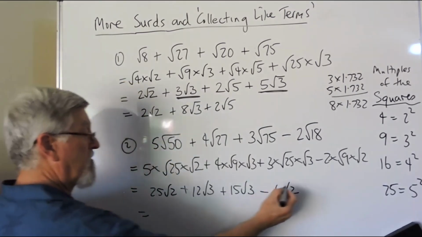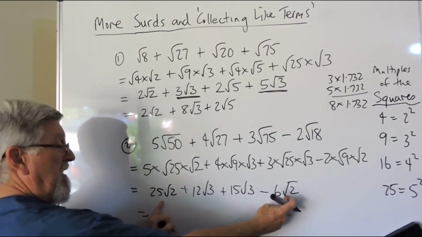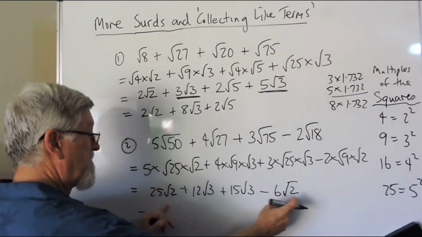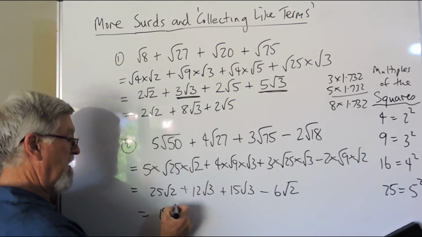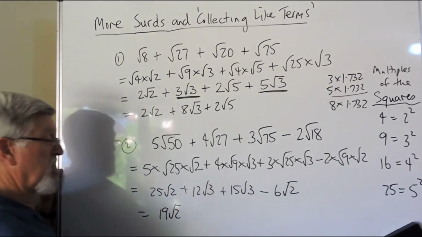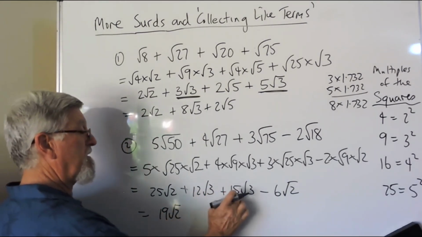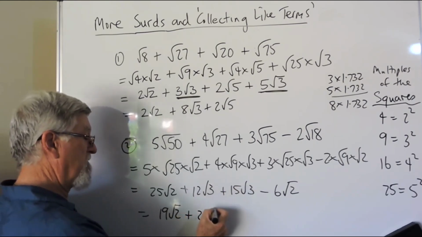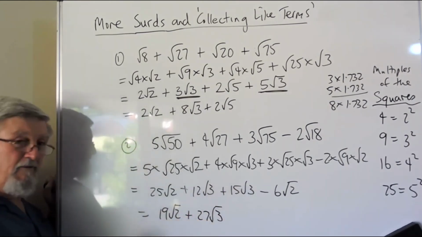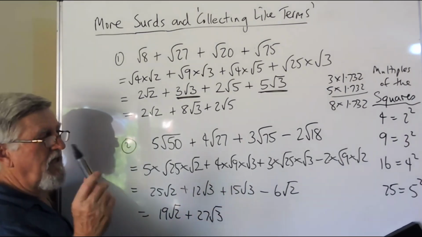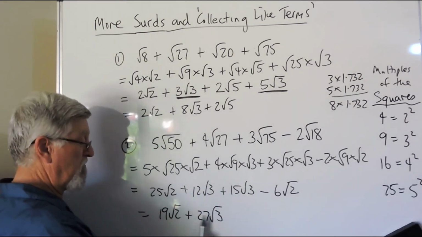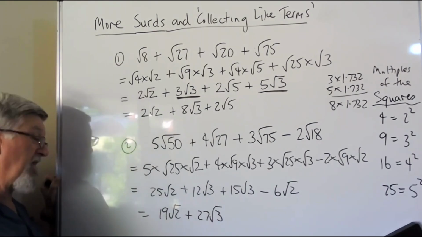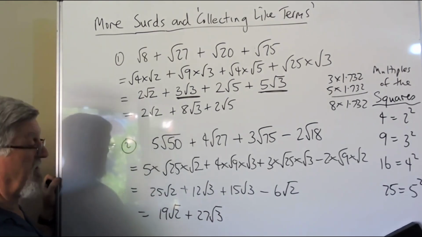Now I can collect my like terms. So root 2 can be subtracted with the root 2. So 25 root 2, take 6 root 2 is 19 root 2s. And you could check it with your calculator with decimals. 12 root 3 plus 15 root 3 is 27 root 3. Now you can't go further. People will do, especially when they're not confident with it, all sorts of crazy things like root 2 plus root 3 is root 6. That doesn't work. You pick up your calculator and see that it doesn't work.